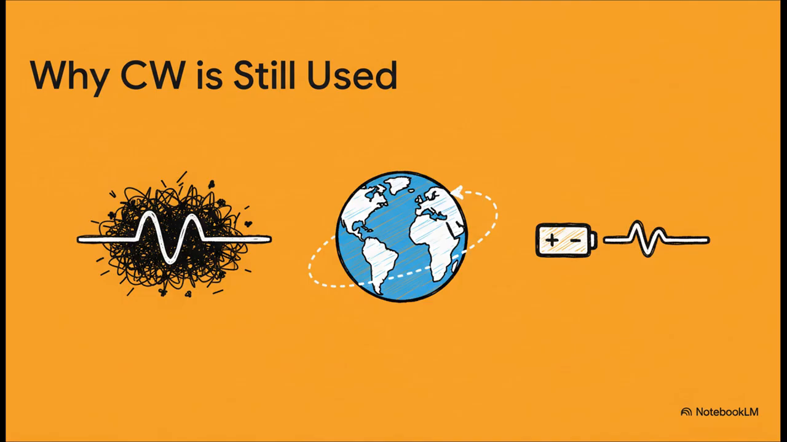So you might be wondering, why are we still even talking about this? It sounds so basic. Well, there's a good reason. It's because CW is incredibly tough. A simple on-off signal can cut through heavy noise and static when a normal voice call would be totally unintelligible. It's super efficient, super reliable, and absolutely fantastic for long-distance communication.